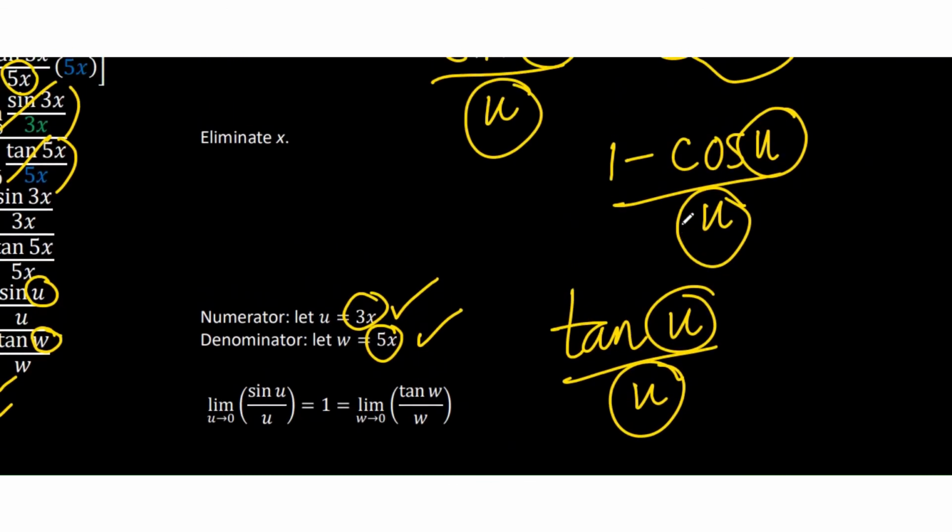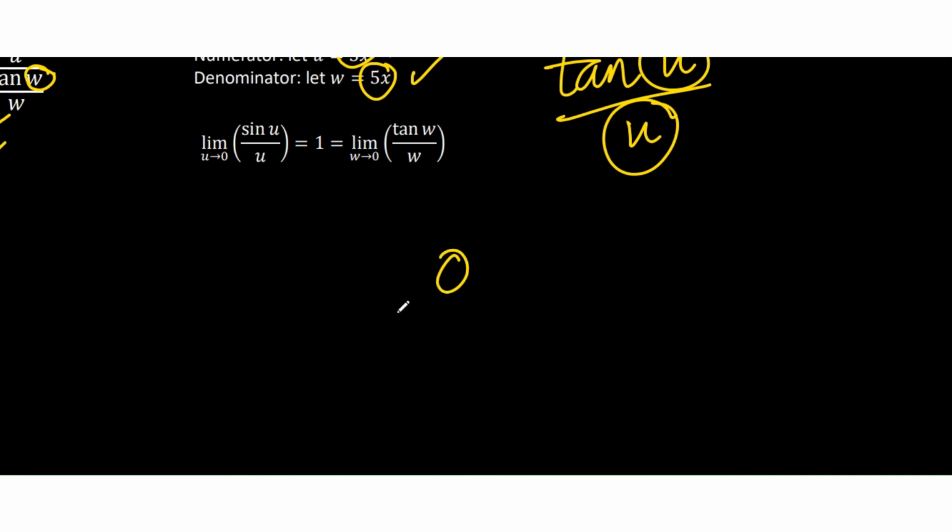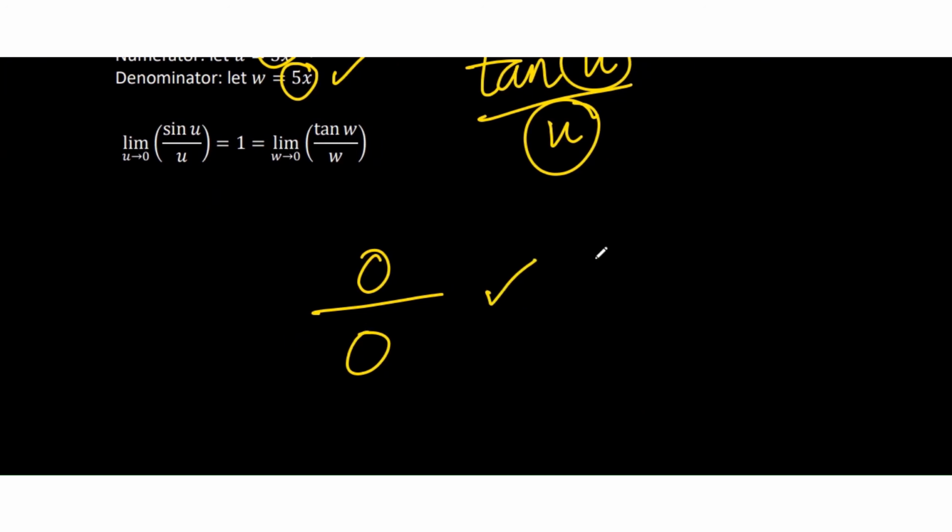You just need to be very careful. And again, the first thing you need to do is to test if it is 0 over 0 form. If it is not 0 over 0 form, then the direct substitution cannot be used. But if it is 0 over 0, then that's the time for you to look into the special limits.